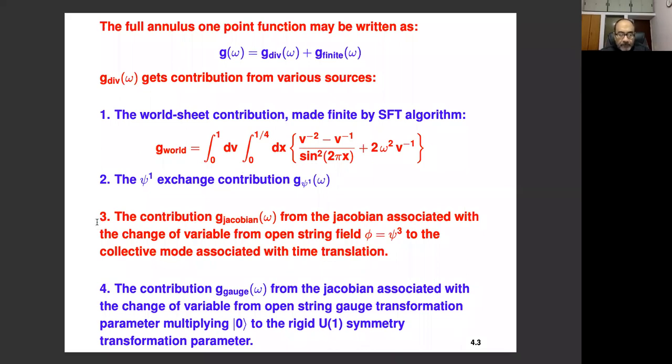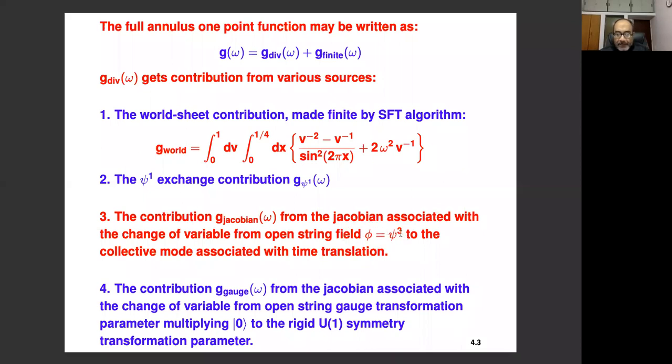But besides this, there will be two more contributions, which didn't contribute to this 2-point function, but they will contribute to the annulus 1-point function. So the first one is the contribution which I'll call G Jacobian. And this is the contribution from the Jacobian that is associated with the change of variable from the open string field phi. That's the mode psi 3, which multiplies alpha minus 1 C1 on the vacuum.